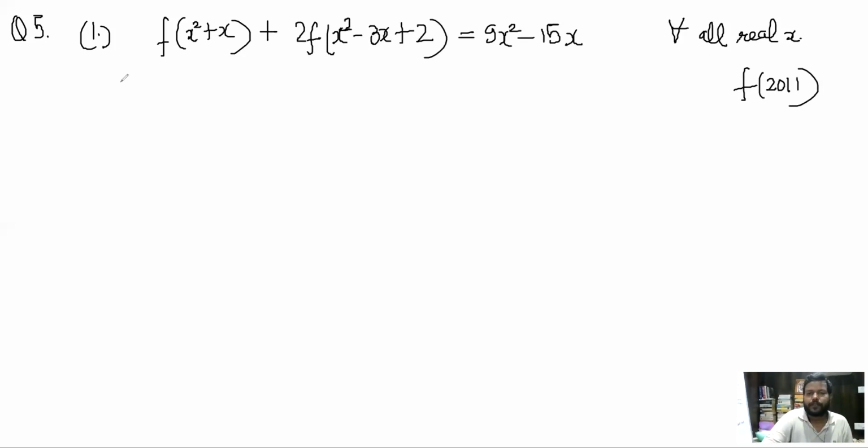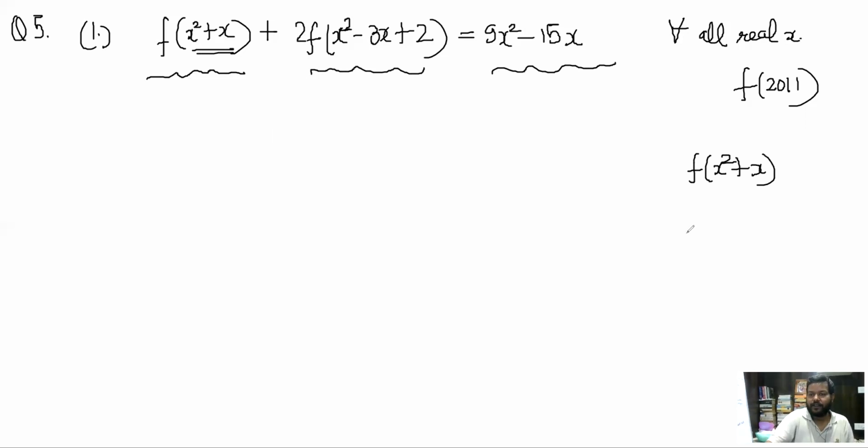Now whenever you have functional equations like this, obviously you have to put in some values and try to get some patterns. Sometimes when there are expressions inside the f of something, it is nice if you can get another equation which has a similar expression. Right now we have two unknowns: f of x squared plus x, and another unknown f of x squared minus 3x plus 2. Let's call this unknown u and let's call this unknown v, right?